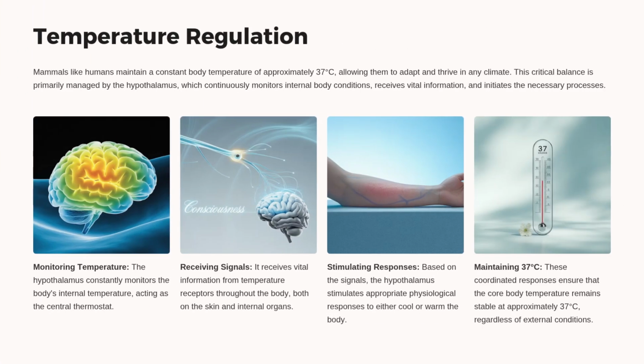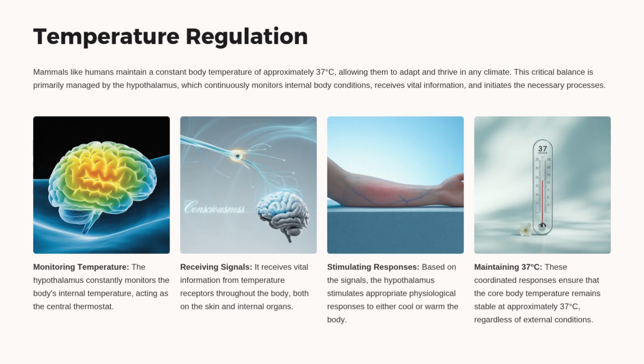Temperature regulation. Mammals like humans maintain a constant body temperature of approximately 37 degrees Celsius, allowing them to adapt and thrive in any climate. This critical balance is primarily managed by the hypothalamus, which continuously monitors internal body conditions, receives vital information, and initiates the necessary processes.